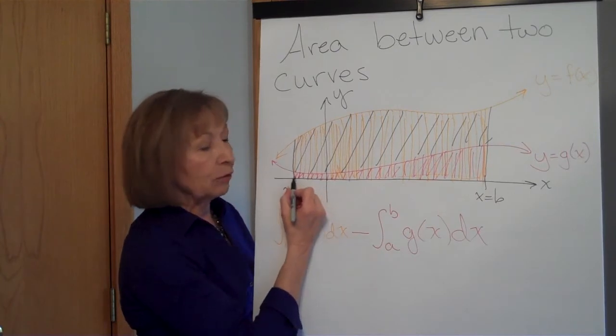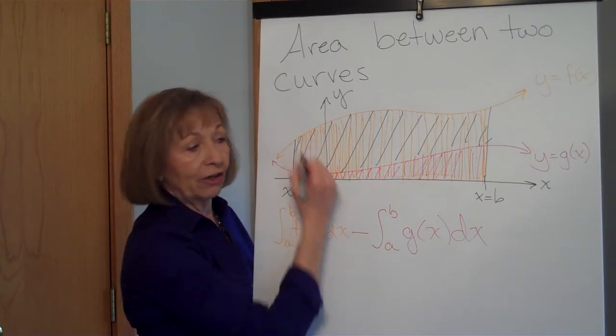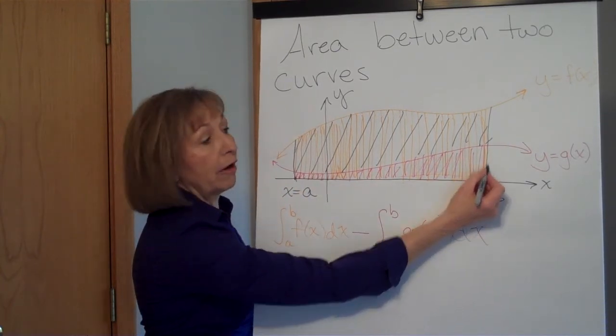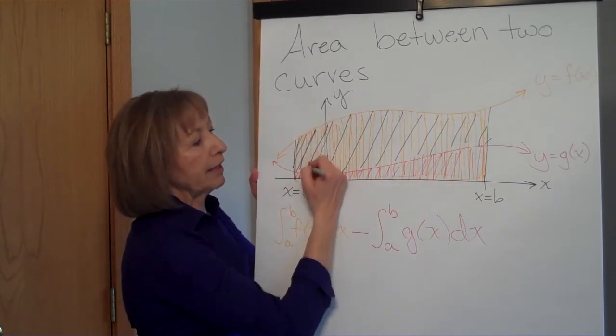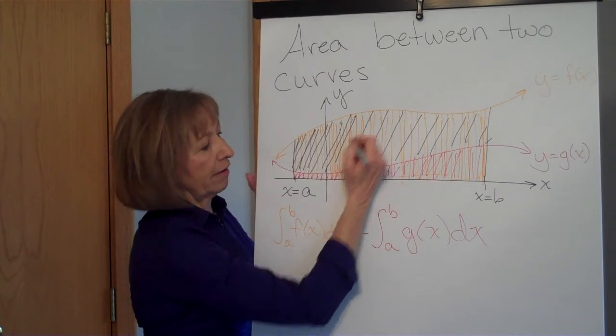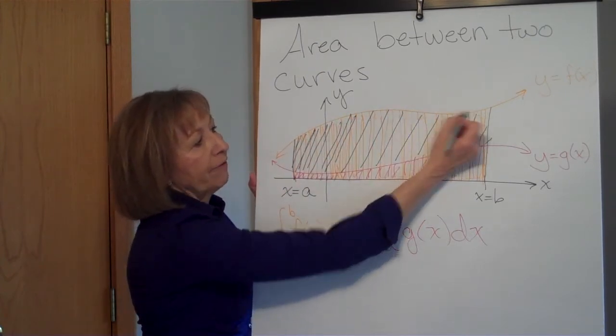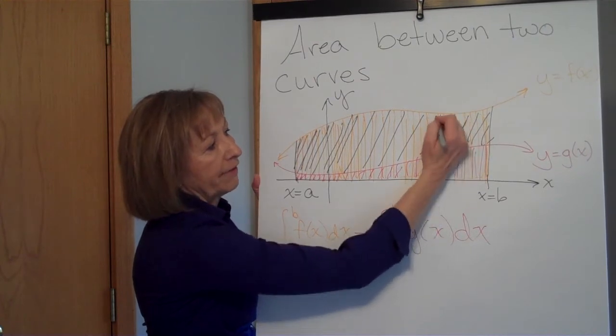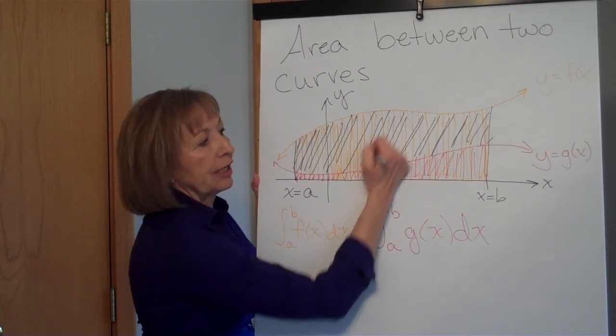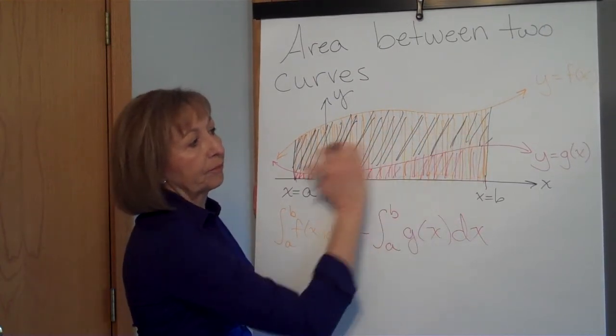And then x equal a, we draw a vertical line there, and x equal b, we draw a vertical line there. So the region that we want to find the area of is caught between f of x and g of x over that span of x's. So this shaded region in black here.